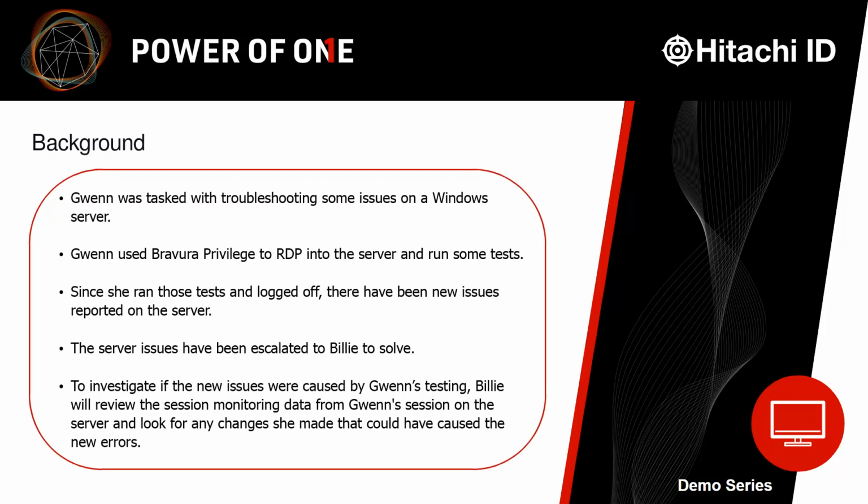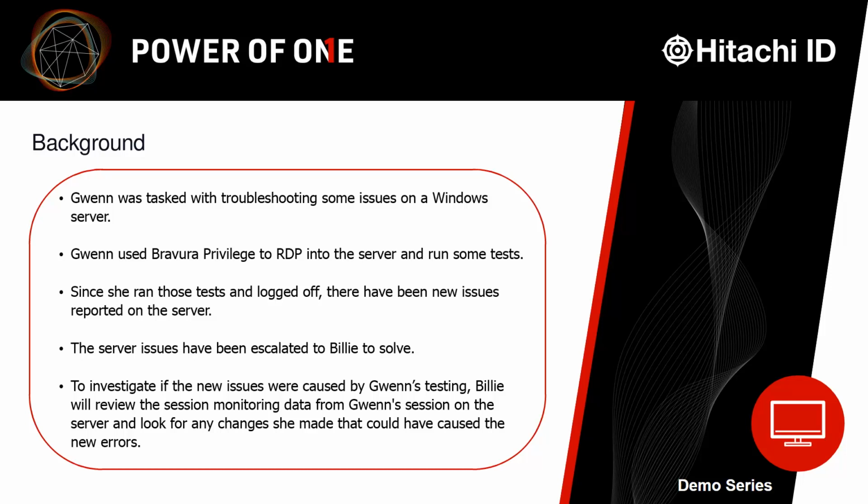In this demonstration, Gwen was tasked with troubleshooting some issues on a Windows server. Gwen used Bravura Privilege to RDP into the server and run some tests. Since she ran those tests and logged off, there have been new issues reported on the server. The server issues have been escalated to Billy to solve.